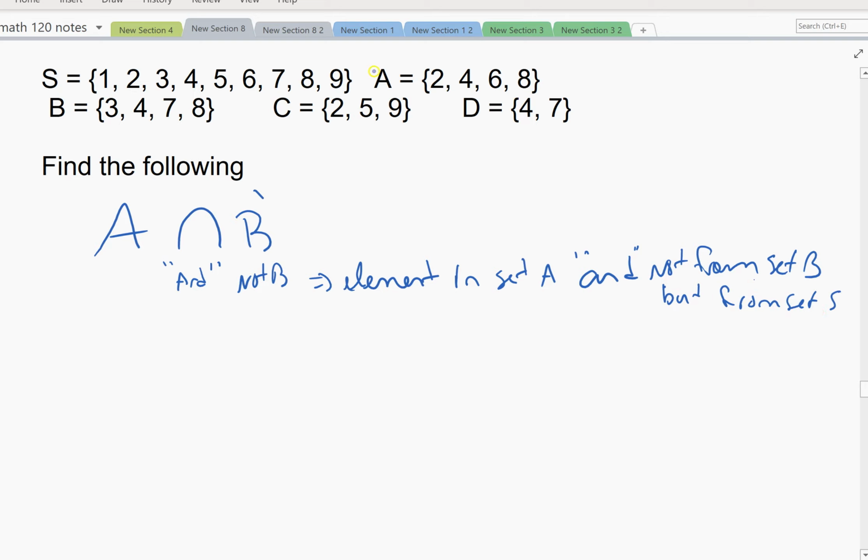Alright, so I'm looking at A. Is there anything in set A that is not in set B? Well, 2 is in set A, and it's not in set B. It's from my universal set, not in set B. 4, however, is in set B, so I don't include 4. 6, I do include because it's in A and not in B. 8, I don't include because it is in B. So there's the set: all of the elements from set A that are at the same time not in set B.